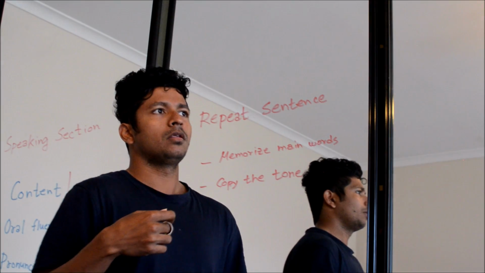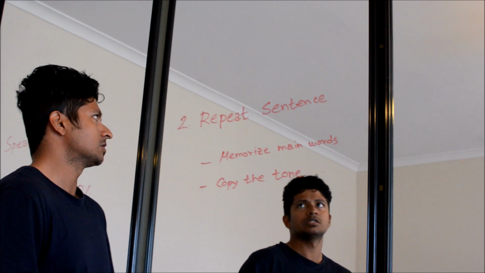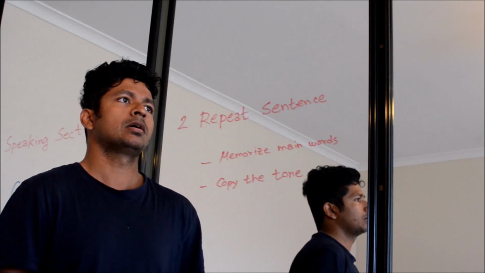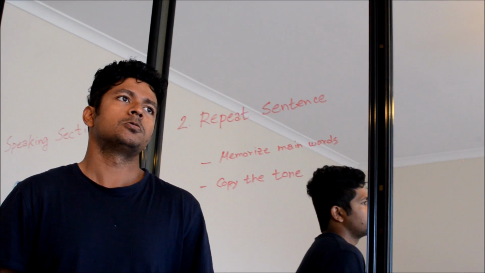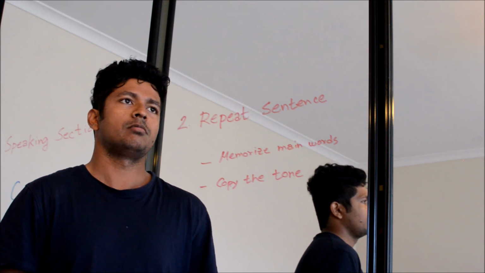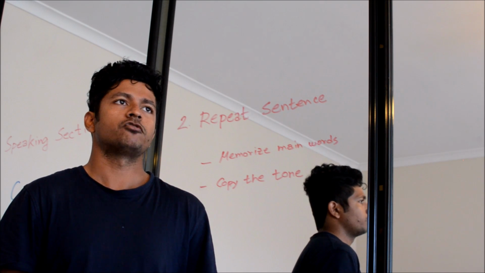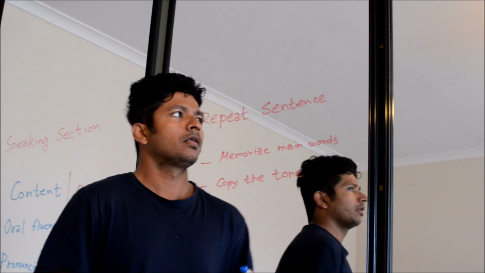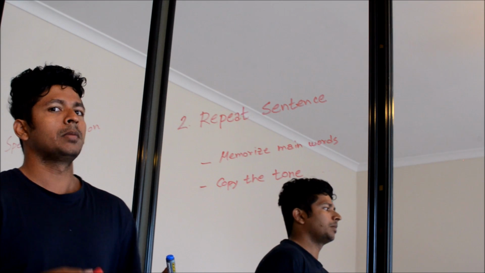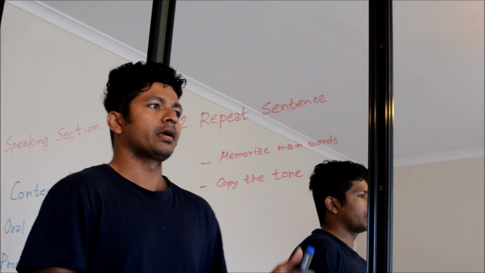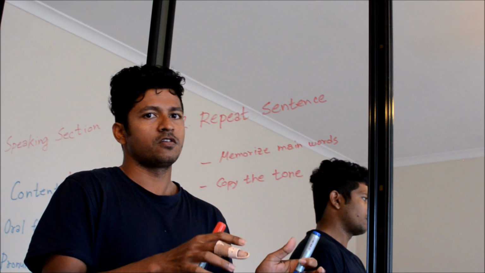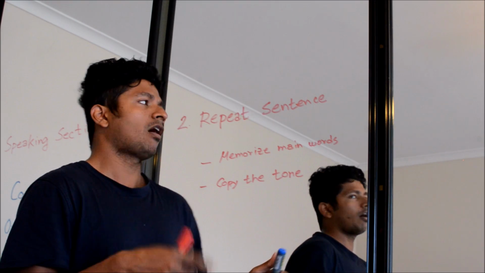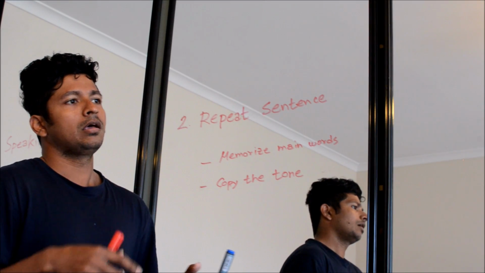So a better way to deal with this part is to memorize the main words. If the person says that in order to maintain the world economic stability, all countries have to come forward and sign a treaty, something like that, then you have to remember the main words like economic, all countries come forward, sign treaty, those kinds of things. And then you have to organize those in your mind.